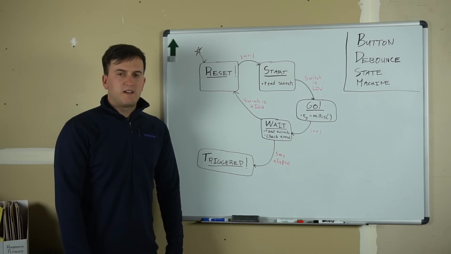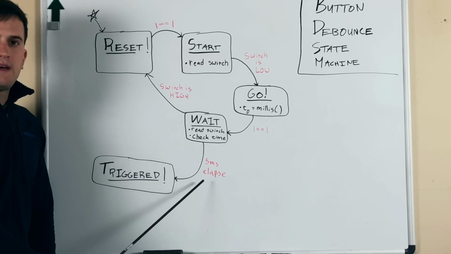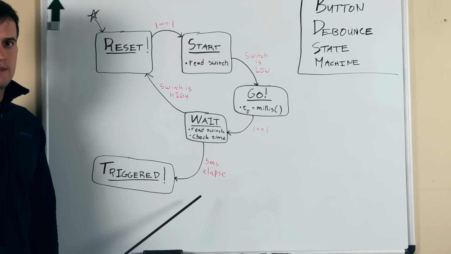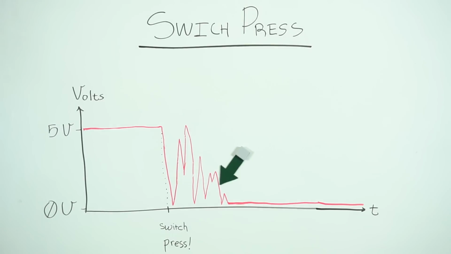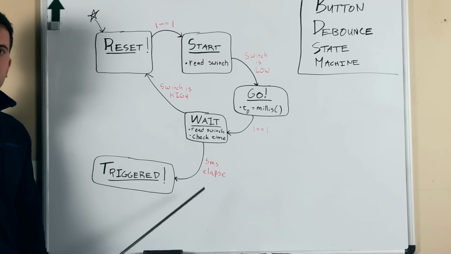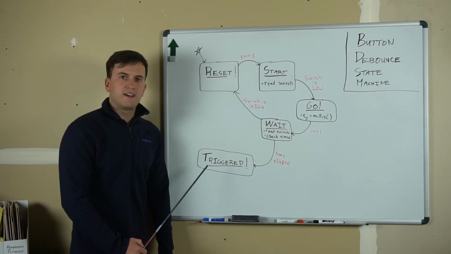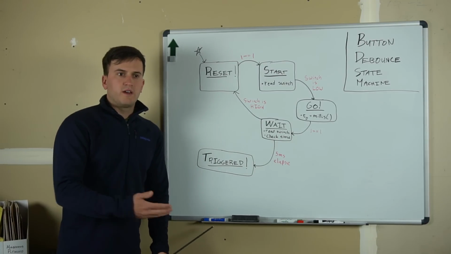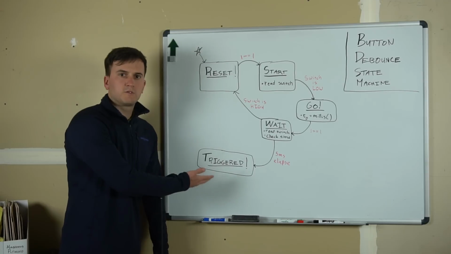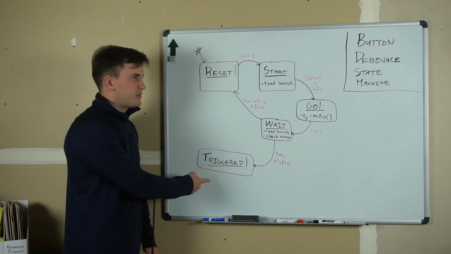The other transition out of the wait state takes me to the triggered state, and that will happen if 5 milliseconds elapse without the switch going high. What that means is if the switch stays low for 5 milliseconds, I'll count that as a true switch. So if 5 milliseconds elapse with the switch staying low, then I go to the triggered state, and that won't do anything right now, but in my code I can have events happen when this switch counts a true trigger event. And then after trigger, we'll go back to reset.